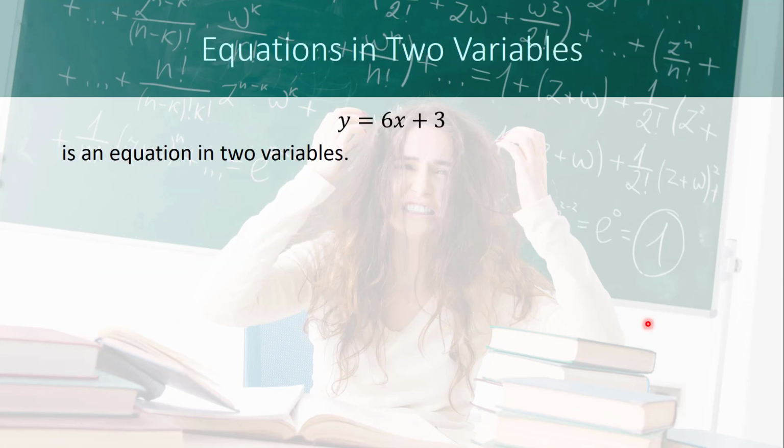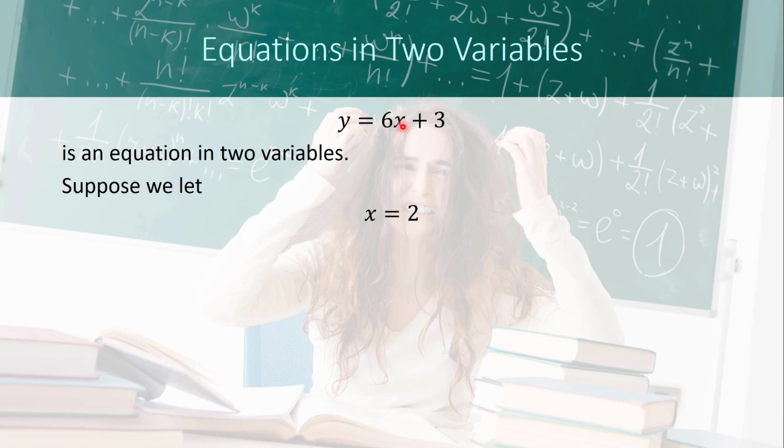Okay. This is going to be our foray into equations with two variables. And here is an example of an equation with two variables. It has one variable y, which is going to be equal to 6 times another variable, which we will call x, plus 3. So this is actually a linear equation in two variables.